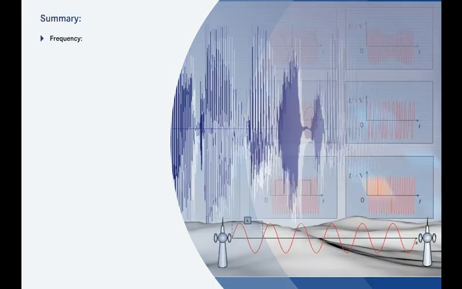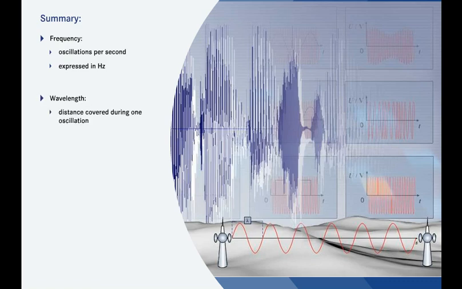Radio waves have specific frequencies and the corresponding wavelengths. Frequency is the number of oscillations of the wave per second. It is expressed in hertz, kilohertz, and other multiples. The wavelength is the distance which the radio wave covers during one oscillation. It is expressed in meters or other suitable units of length.